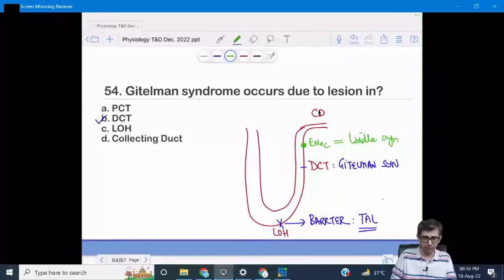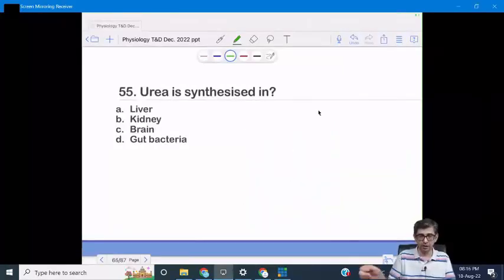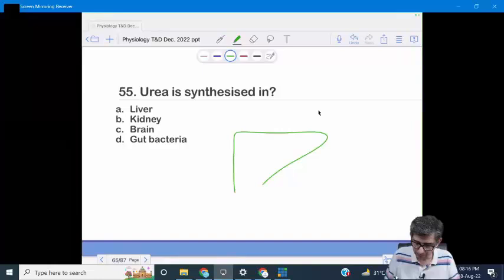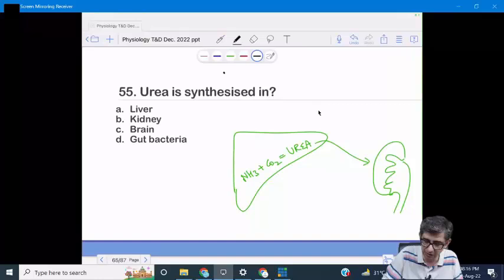Coming to 55, urea would be synthesized in which of the following sites? The liver's job is to utilize ammonia and carbon dioxide to make urea. Urea formation occurs in the liver, but then this urea is excreted out of the body with the help of the kidney. So if this question was asking about urea being excreted, then kidney is okay, but the question was regarding synthesis, which is why the answer to this question is liver.